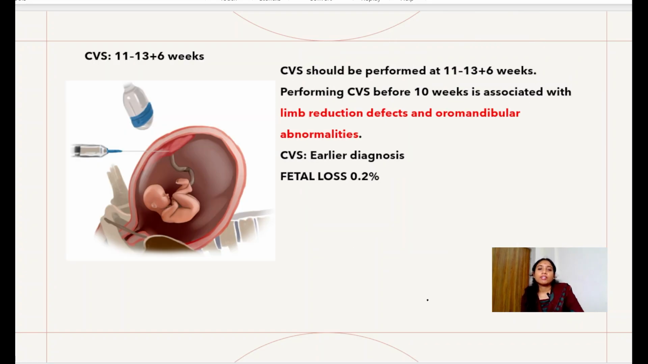First, chorionic villi sampling. It is done directly between 11 weeks to 13 weeks plus 6 days. We are doing chorionic villi sampling in the first trimester, so the diagnosis will be earlier. In this diagram, under ultrasound guidance, we insert a thin needle into the chorionic villi placenta and take a sample from the chorionic villi.